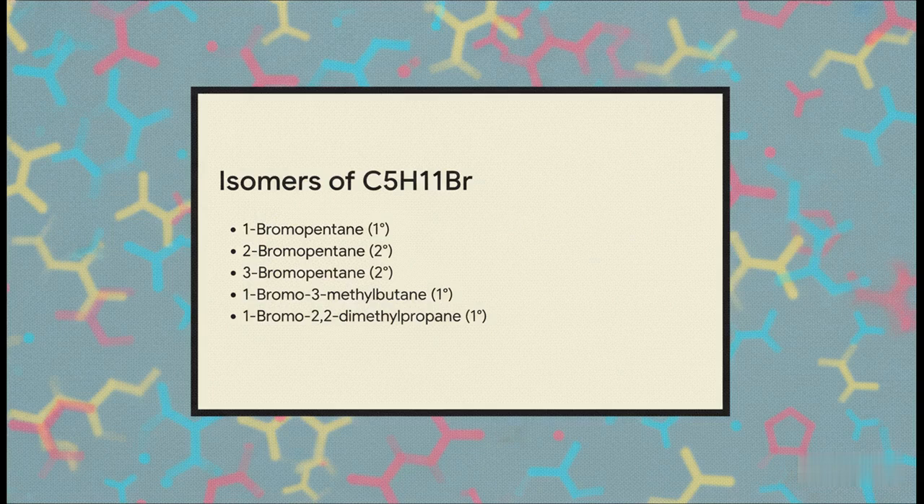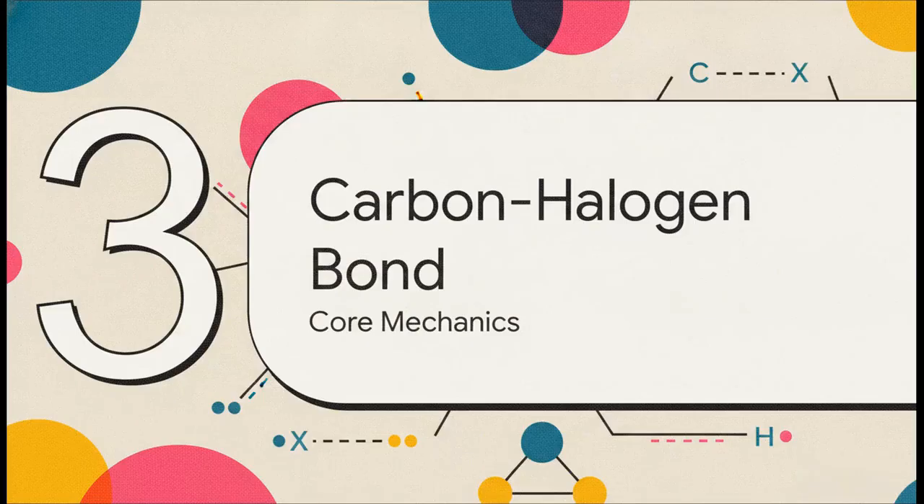But thanks to IUPAC, we can instantly differentiate a straight chain primary like 1-bromopentane from a secondary like 2-bromopentane, or a highly branched beast like 1-bromo-2,2-dimethylpropane. The name itself acts as the definitive structural blueprint. That brings us to section 3, the carbon-halogen bond and its core mechanics.